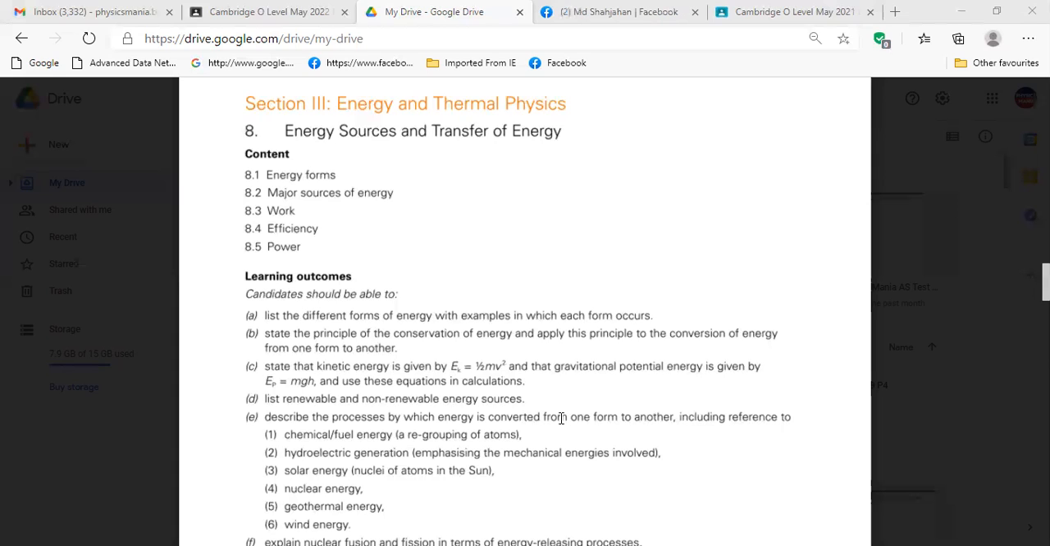So this way we have some conversion of energy. In our next class, we will discuss all this: conversion of energy examples, the processes by which energy is converted from one form to another. So that's all for today, right, Monica?